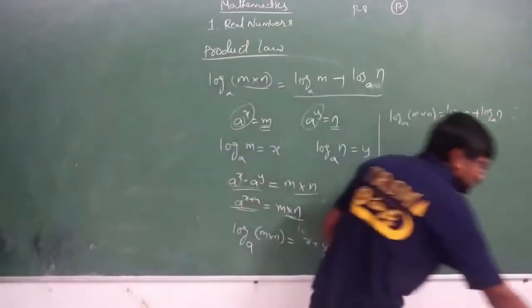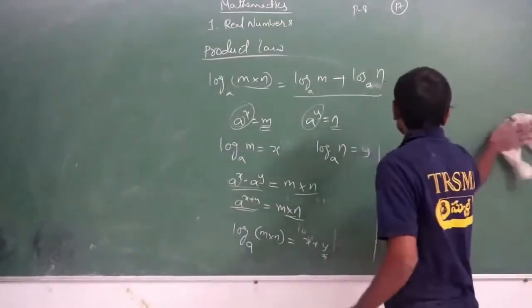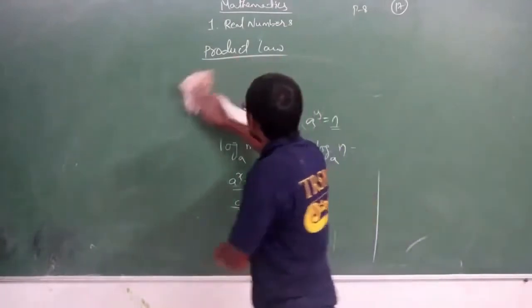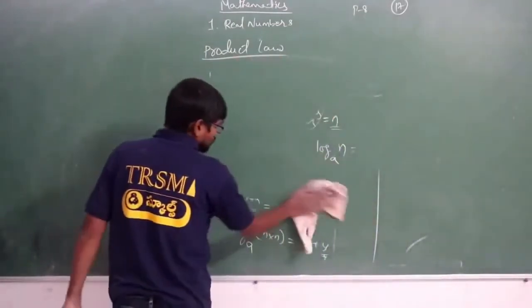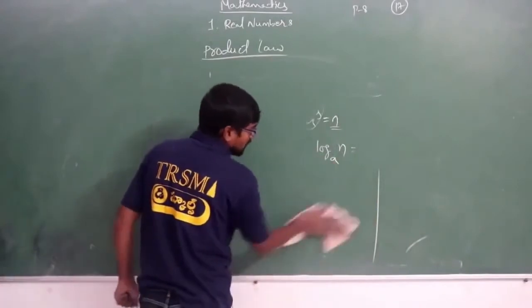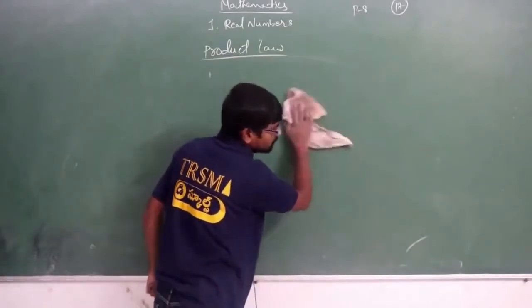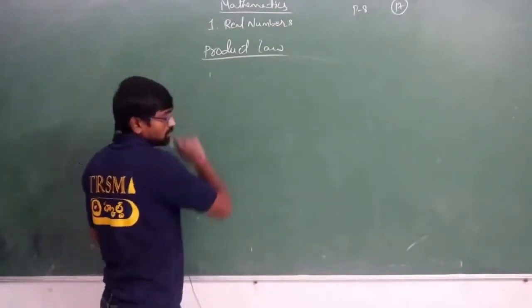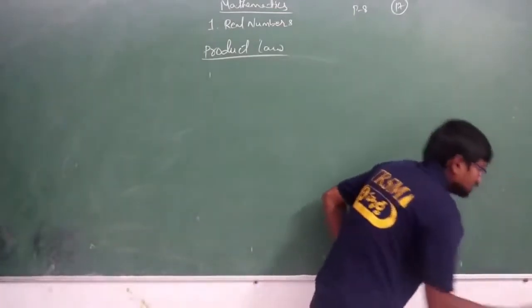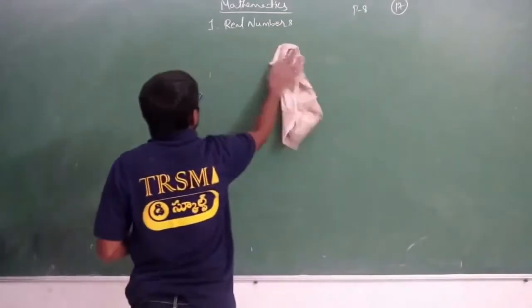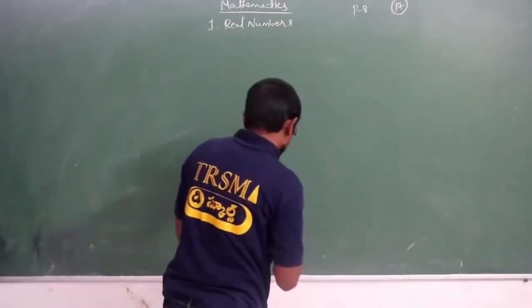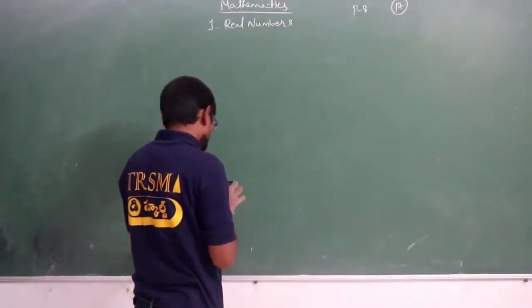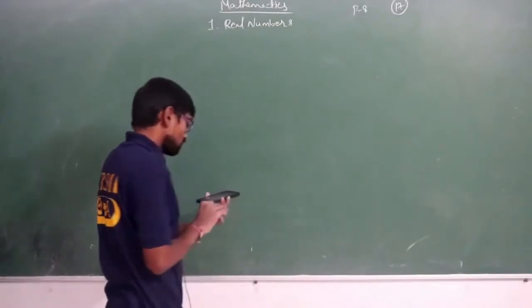So this is how you will do all the laws. Here we have the product law. Next one we will be having the exponential law, like that. Now if I take the next one, this is the product law. If I take one more, that is the coefficient law.